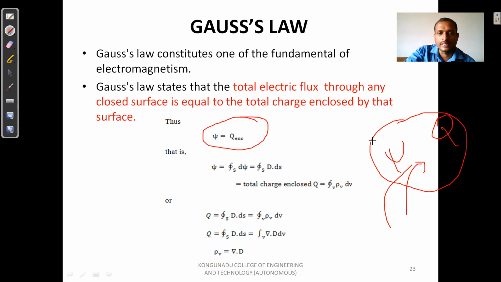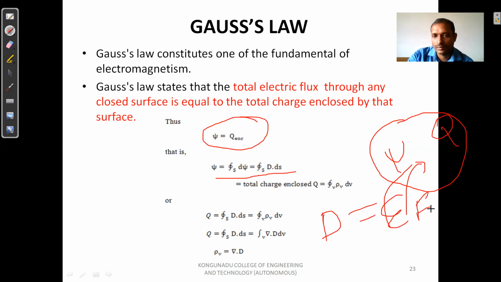Psi is called electric flux. Q enclosed means the enclosed charge on the particular closed surface. So this can be written as psi equal to the surface integral of d psi, which is equal to the surface integral of D dot dS. D is called electric flux density, that is, flux per unit area. Electric flux density D is equal to epsilon E. So it can be written as the surface integral of D dot dS.